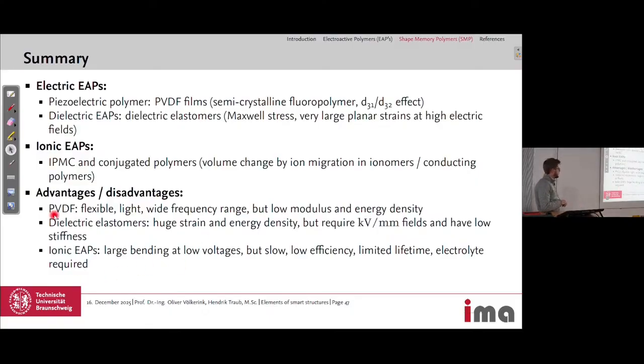With the ionic electroactive polymers, we have large bending capabilities at low voltages. So if we don't have high voltages, we could go for this one. But they are slow, have a low efficiency, and also a limited lifetime with the electrolyte required, especially when it's in liquid electrolyte and not a solid state.